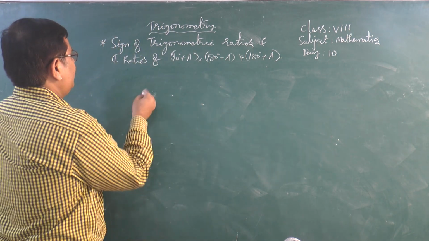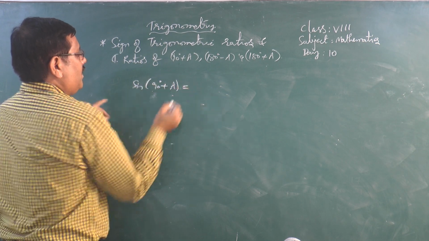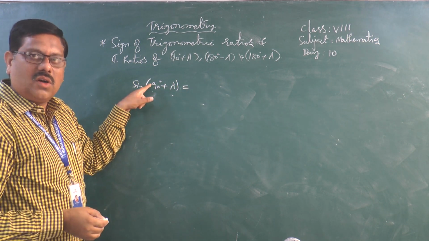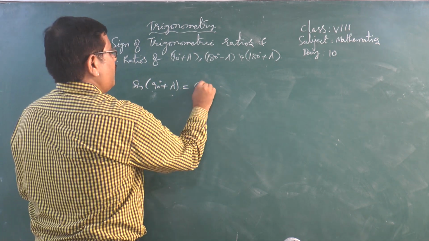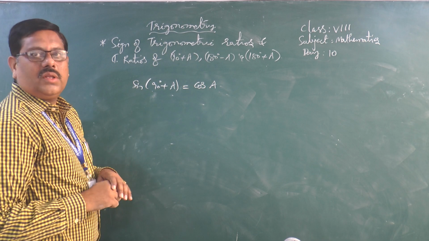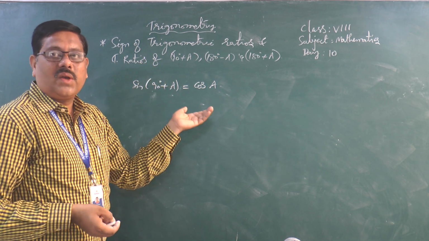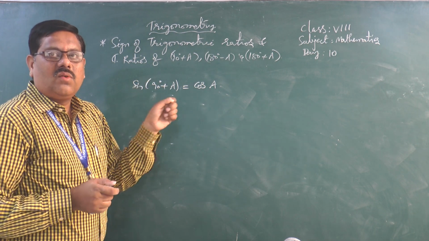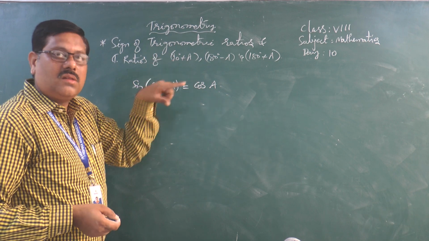Let us take sine of 90 degrees plus a. If you look at that, it is 1 into 90, which is an odd number times 90. As I told you, sine changes to cos, so it is cos a. Here one more thing, 90 plus a is in the second quadrant. Always remember that in the second quadrant sine is positive, so for sine the result is always positive. That care we also have to take.